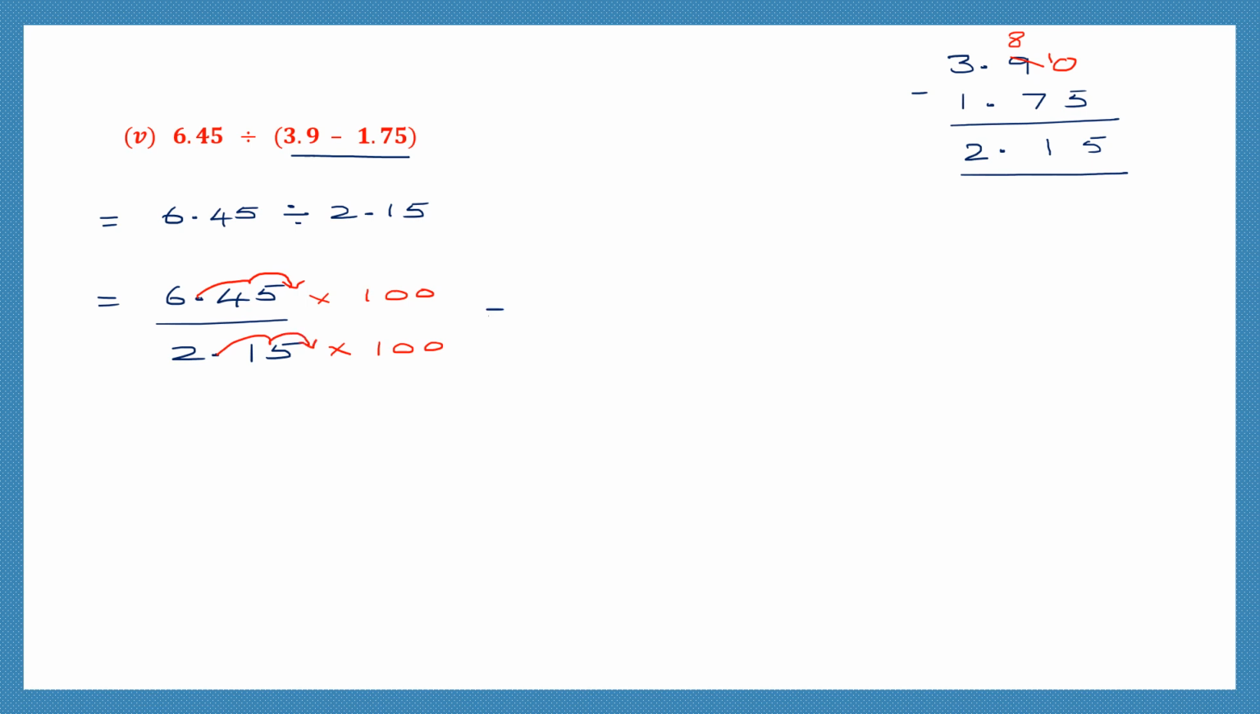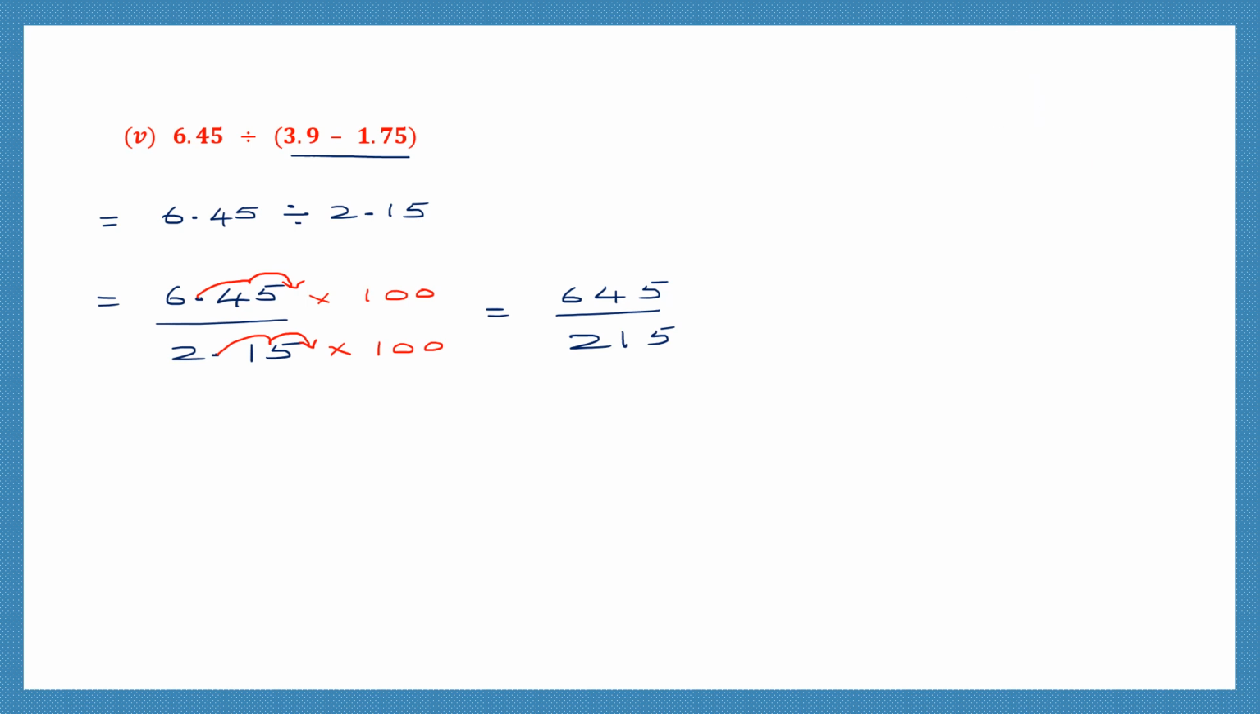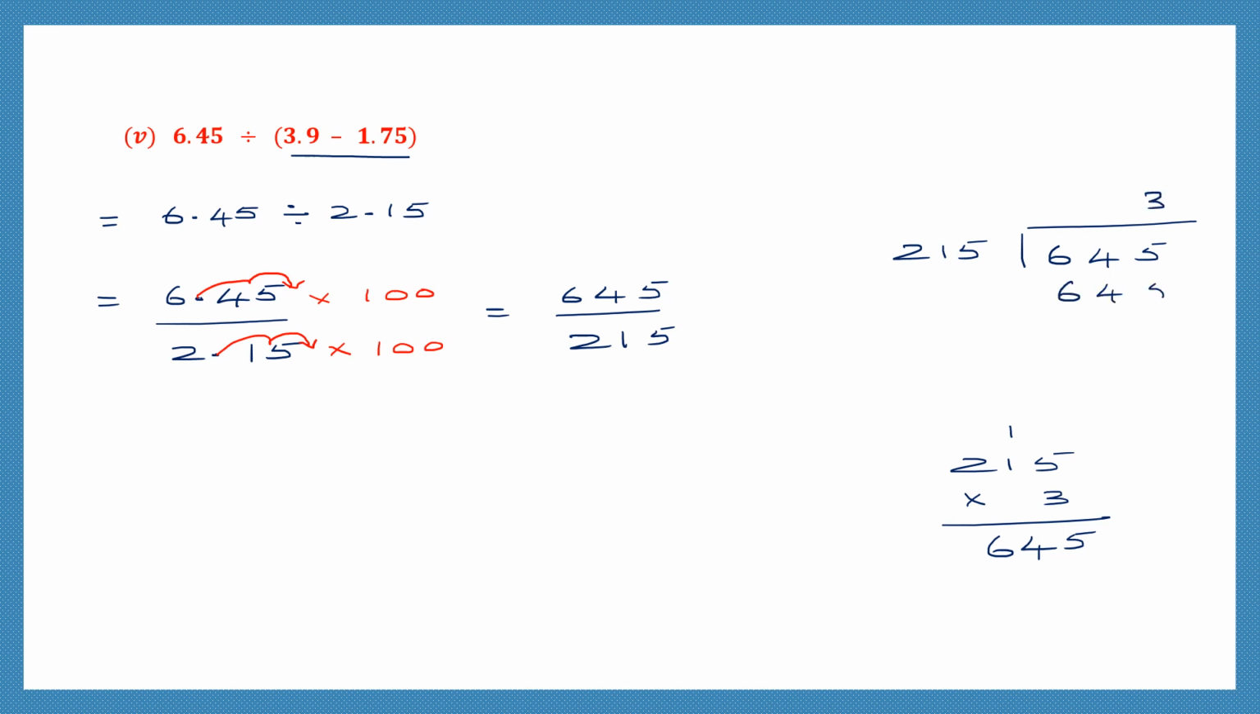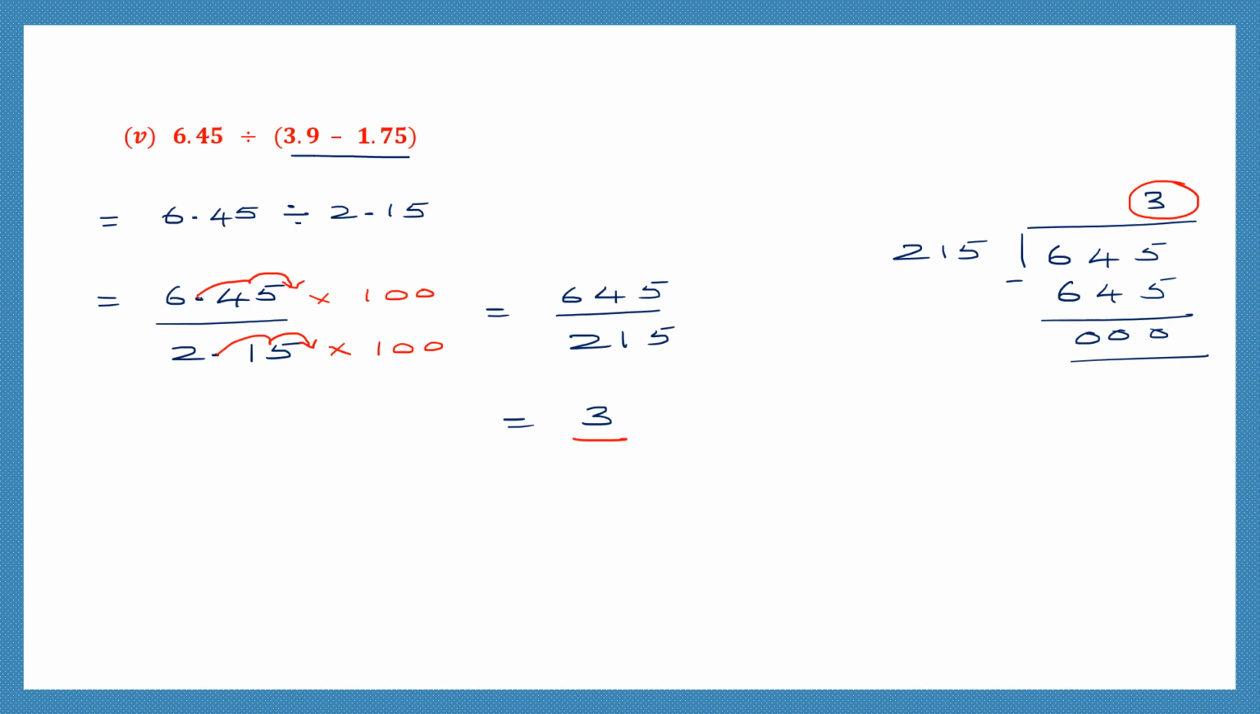So what do we have now? We have 645.0 or 645 divided by 215. Now both are whole numbers. So let's divide 645 by 215. Now let's try 215 into 3. 3 5s are 15, carry 1, 3 1s are 3 plus 1, 4, 3 2s are 6. So 215 into 3 is 645 minus 0. So our quotient is our answer and our quotient is 3. So let's write our answer here. Our final answer to this question is 3.